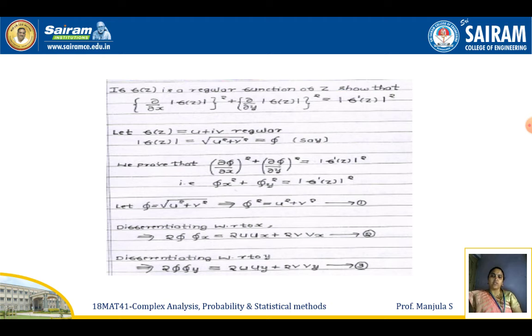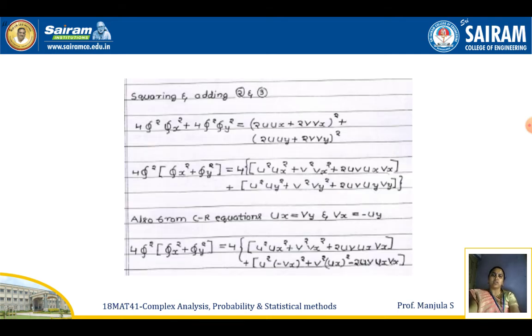Differentiate with respect to x, so 2 phi phi x can be written as 2u ux plus 2v vx. Take this as equation number 2. Again, differentiating equation number 1 with respect to y, we can write 2 phi phi y equals 2u uy plus 2v vy. Take this as equation number 3.